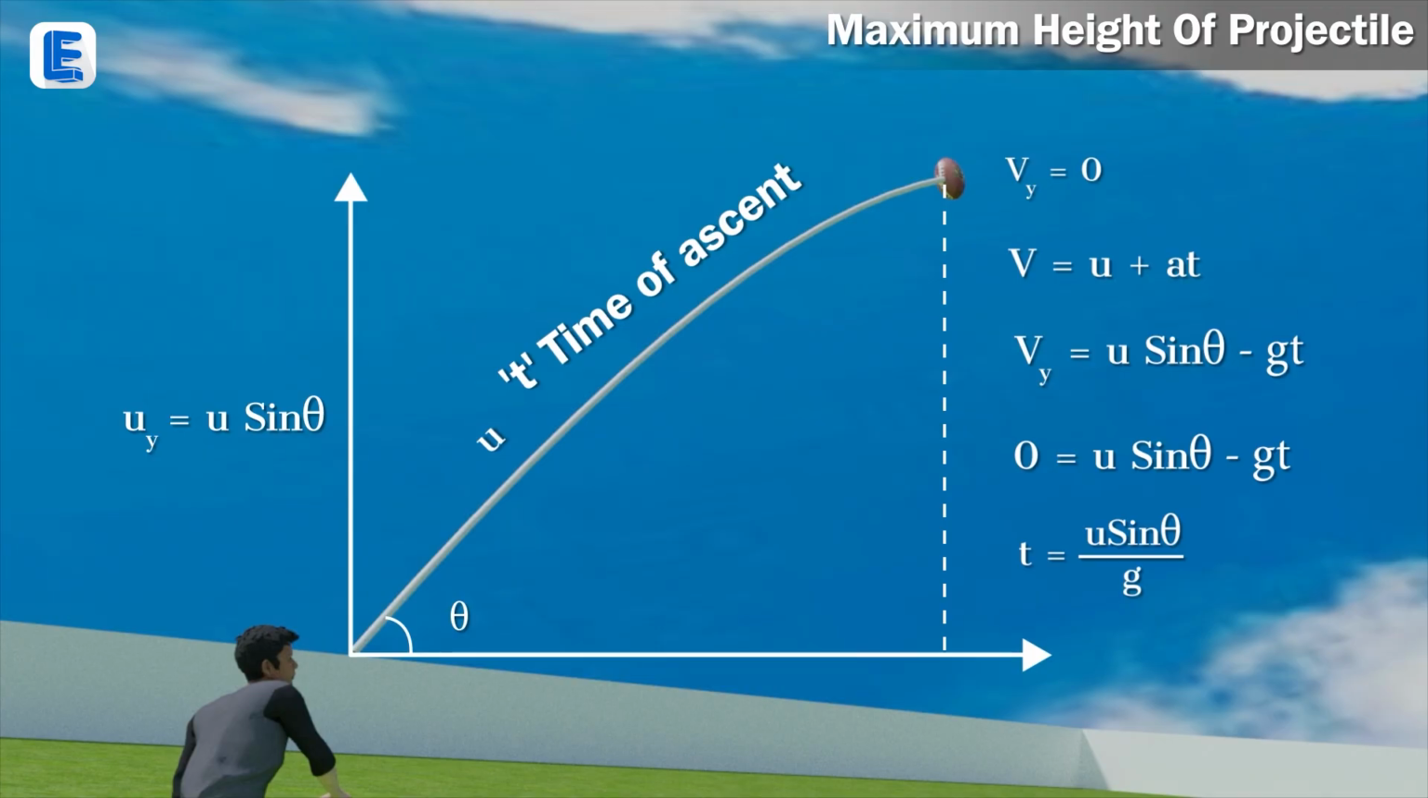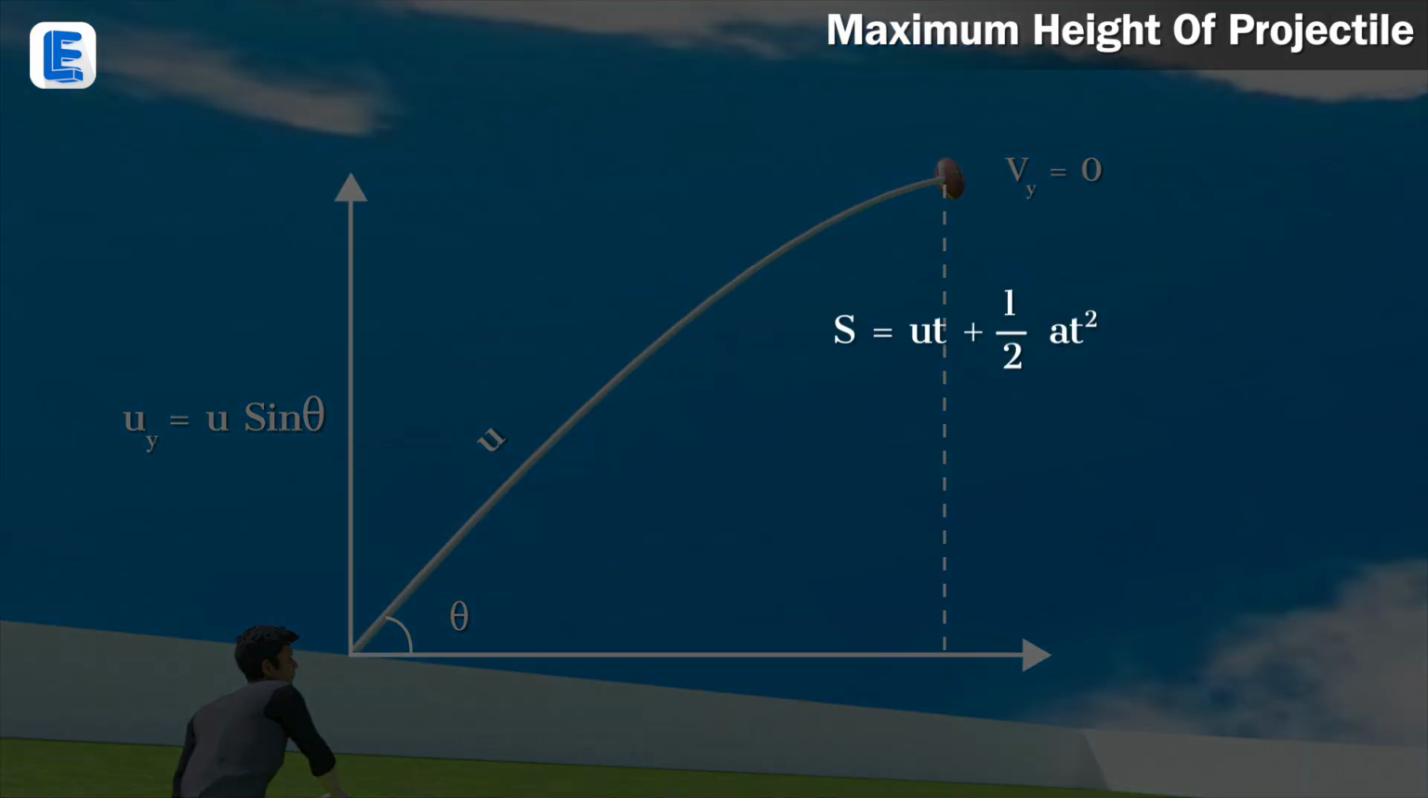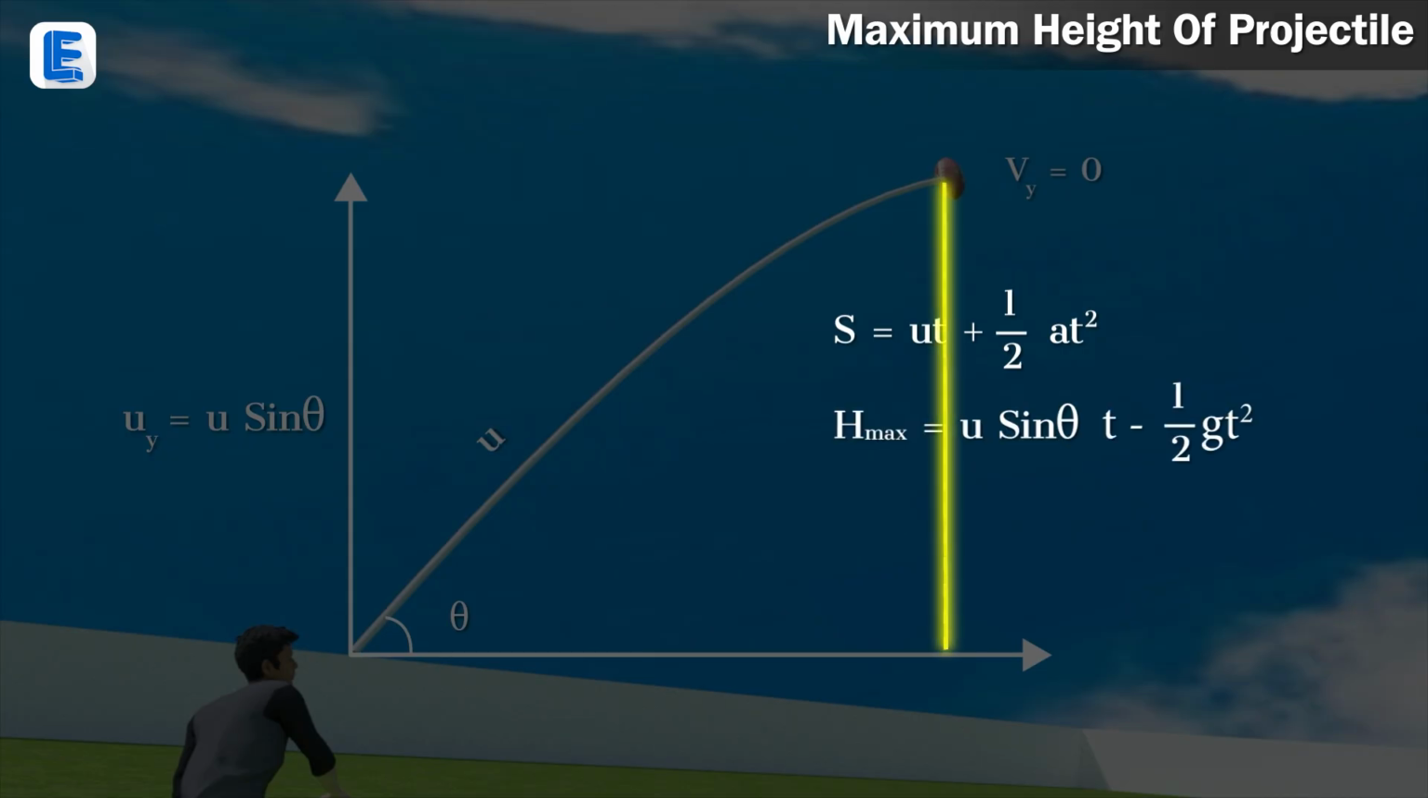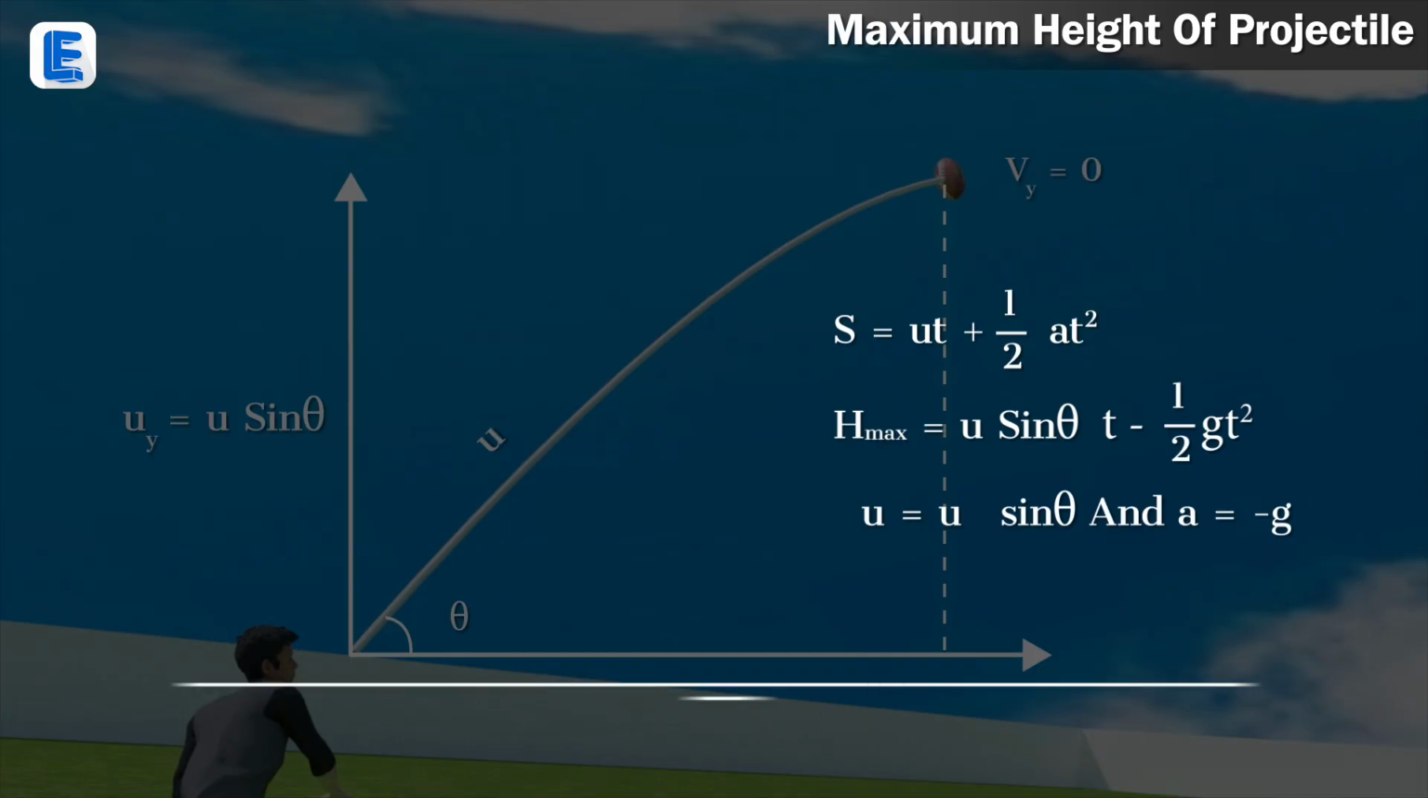Since the time taken by the object to reach maximum height is called time of ascent, the distance traveled by the object from s is equal to ut plus half at squared. H max is equal to u sine theta into t minus half gt squared. Here, u is equal to u sine theta, and a is equal to minus g.